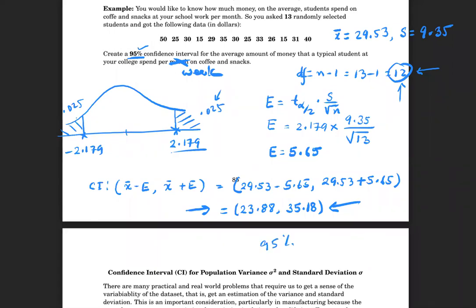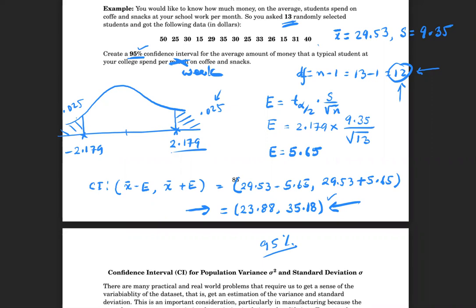If you created confidence intervals like this for many, many samples of size 13, the sample size has to be exactly 13, then 95% of those intervals would include the actual average that the students spend per week on snacks and coffee, and about 5% won't.